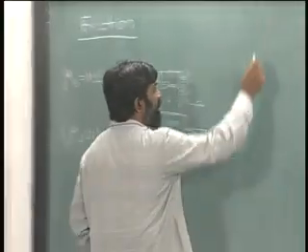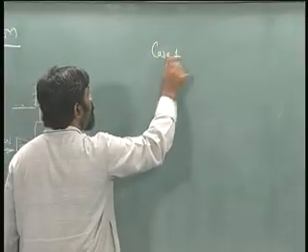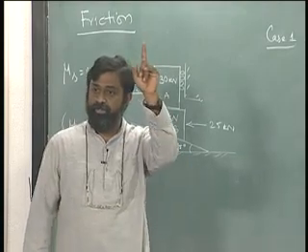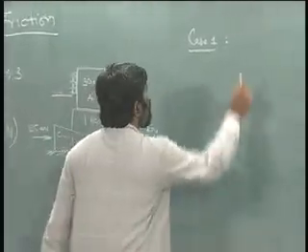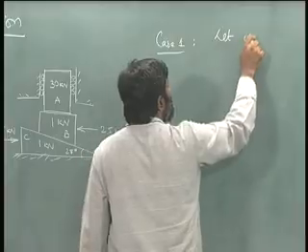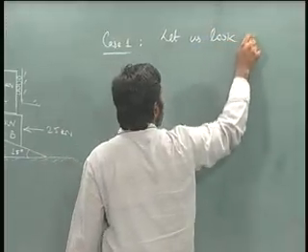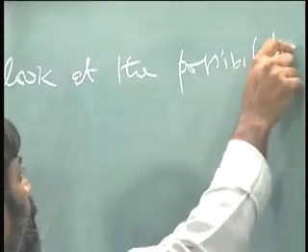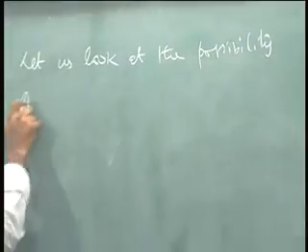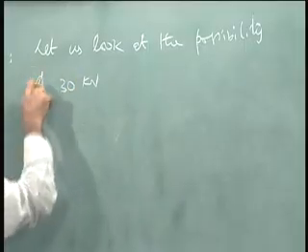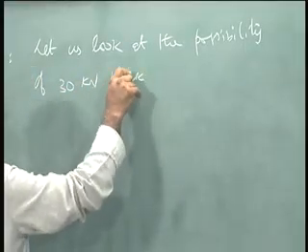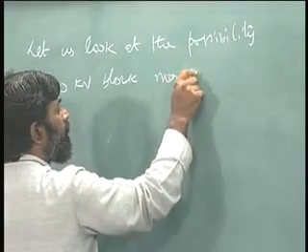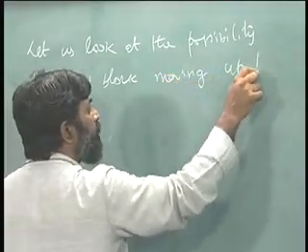So let us take case 1, and we are looking at a possibility of 30 kilonewton going up. Shall we do that? So let us look at the possibility of the 30 kilonewton block moving up or down. Well, let us just consider moving up.